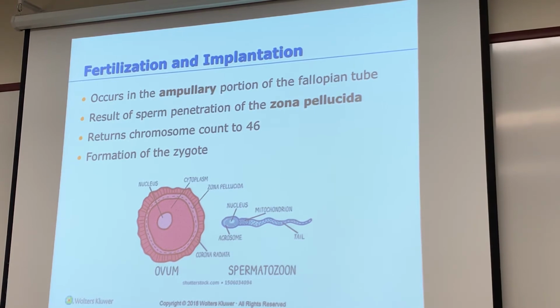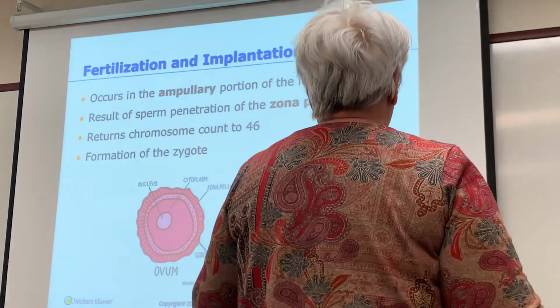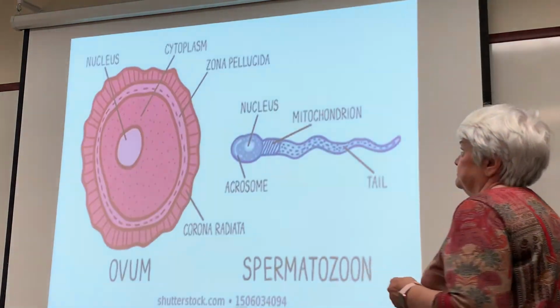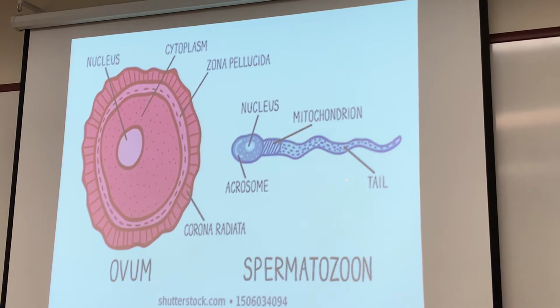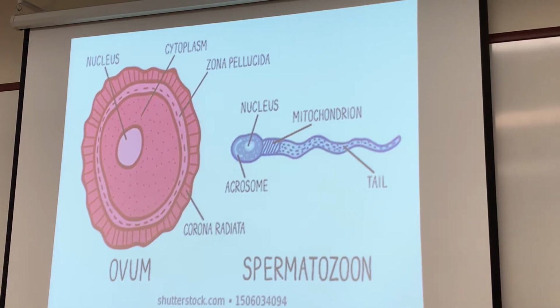Okay. So in return, now I have a zygote and my chromosome count is 46. 23 from the father, 23 from the mother. The tail will eventually break off. The mitochondria, does anybody remember what the mitochondria does? Energy? Yeah. It is respiration for the sperm.